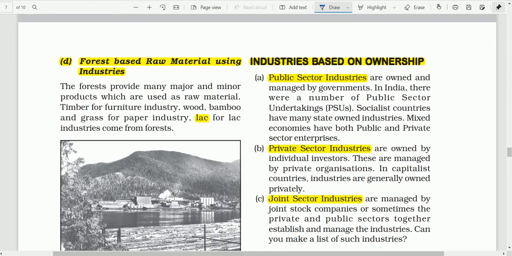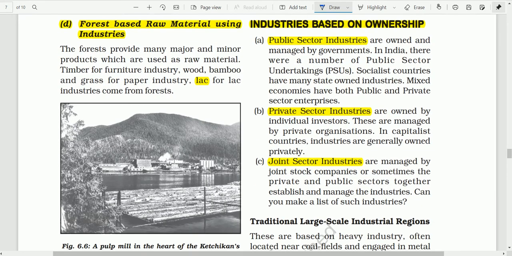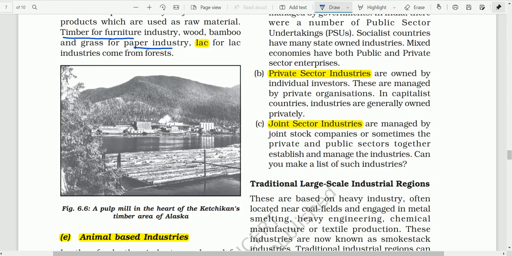Next, we have forest-based raw material industries. See, forests provide many major and minor products which are used as raw material. Timber for furniture, for example. Timber for the furniture industry. Then wood, bamboo, and grass for the paper industry. For the paper and pulp industry here. This is an example of pulp industry, that is, paper industry.